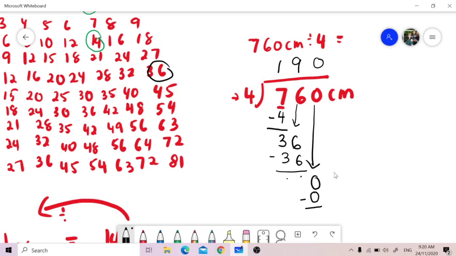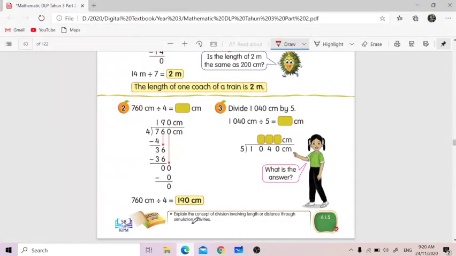Dan kita tolak macam tu saja. 0 minus 0, 0. Habis. So, titik. Titik tu maksudnya tak ada apa-apa dah, melainkan nombor 1 dan seterusnya. Okay. So, we finish and then letakkan unit tu kembali. So, the answer is yang di atas. Okay. 190 centimeter. Okay. So, this is how you do your division. Okay. Yang ni kita dah buat.